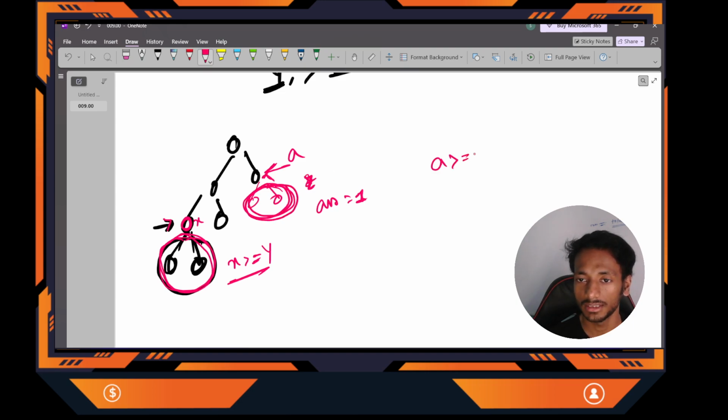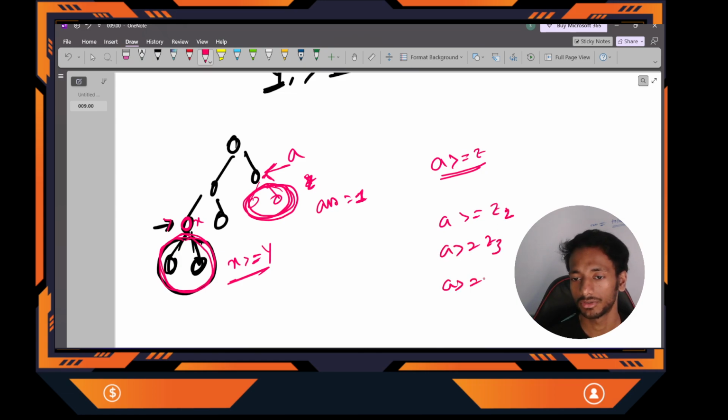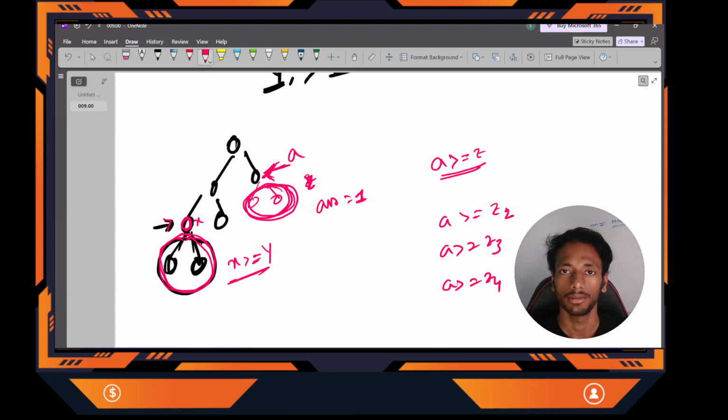If a is greater than or equal to z, that means the current node value a is greater than the other nodes also. Suppose z2, a should be greater than or equal to z3, a should be greater than or equal to z4. Got it? Why am I considering only the maximum value, not all the values? Because only if the current root node value is greater than or equal to all the values present in this hierarchy.